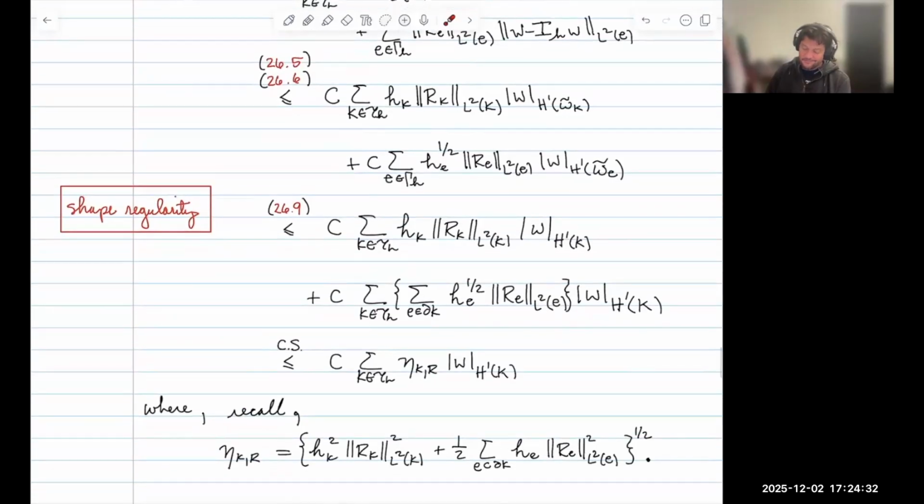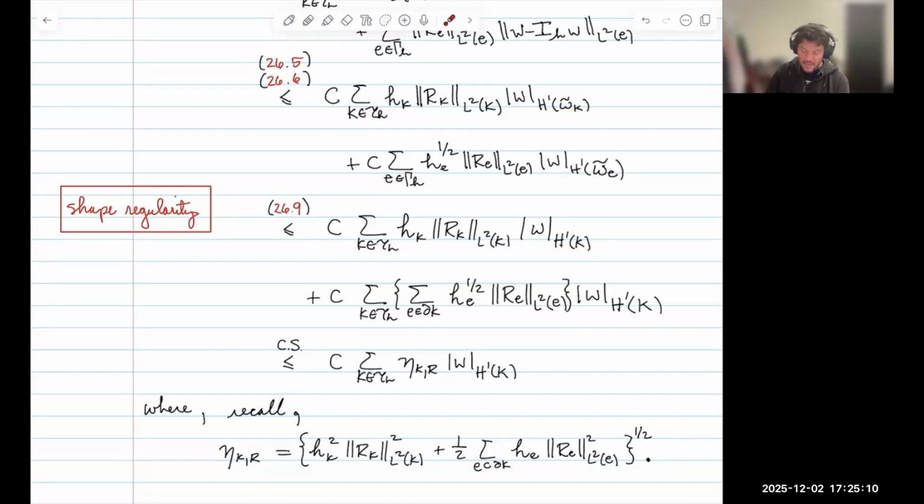This one I'm going to leave as an exercise to you: why I can convert, using shape regularity, this H1 seminorm to this H1 seminorm over K. The reason is because if I have a shape regular mesh, then I'm overcounting when I sum on K, but I'm not overcounting by an infinite amount. The amount that I overcount is only going to be like 6, maximum. And so I can replace this with like six times that and six times that.